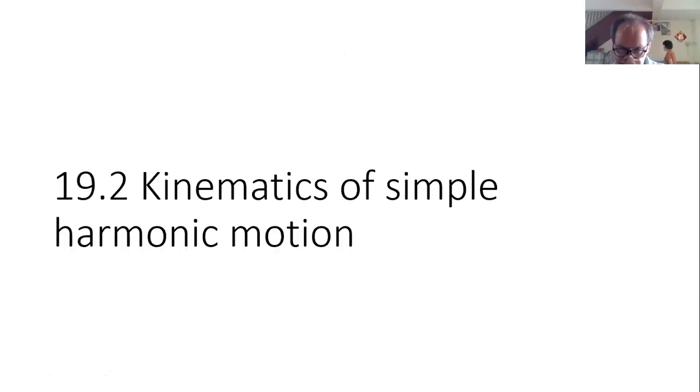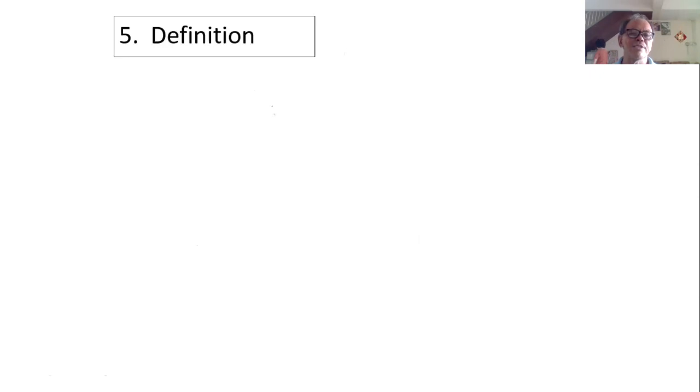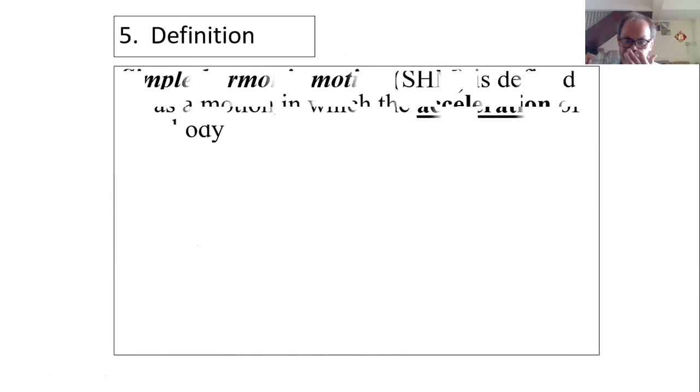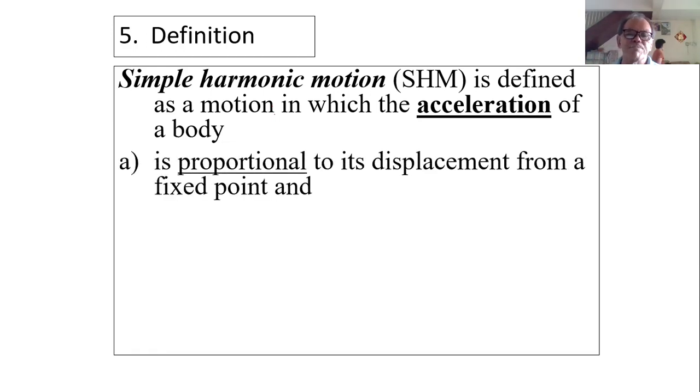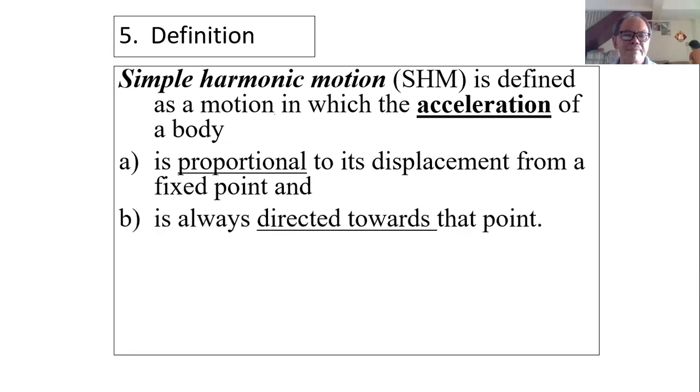Okay, let's start with the kinematics of simple harmonic motion. Definition. Your book is slightly wrong, but you must follow this one. The book gives two different definitions. In the syllabus, you have to accept this definition. Simple harmonic motion is defined as the motion in which the acceleration is proportional to its displacement from the fixed point. It's always directed towards the point. Memorize this.